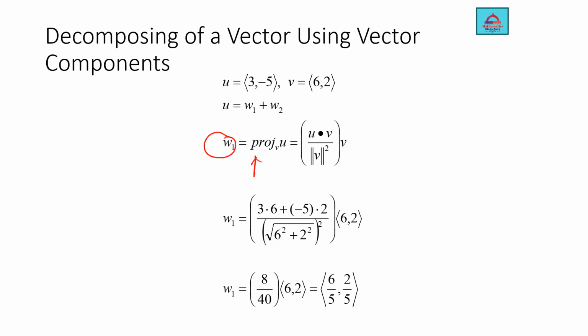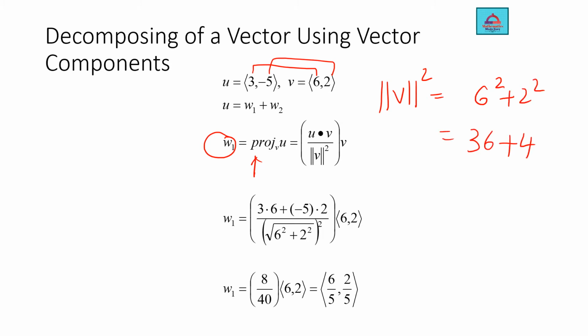So put in the values. We take the dot product. So 3 goes with 6 minus 5 goes with 2. So the numerator of the dot product gives you 8. In the denominator, you calculate the magnitude of vector v squared, which is 6 squared plus 2 squared. So this is 36 plus 4, which is 40. So that's why you put here 40. Then (6, 2) from the question, cancel the common terms and simplify. So your w1 vector comes out to be this.